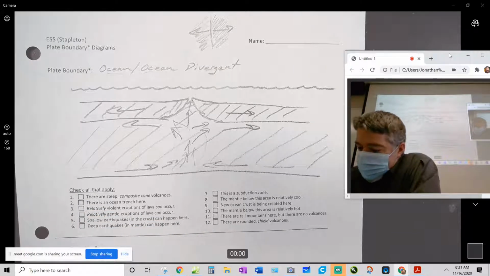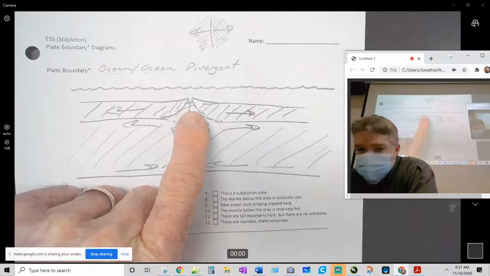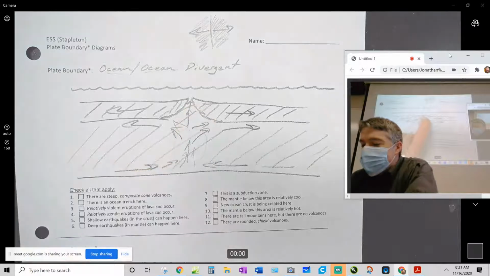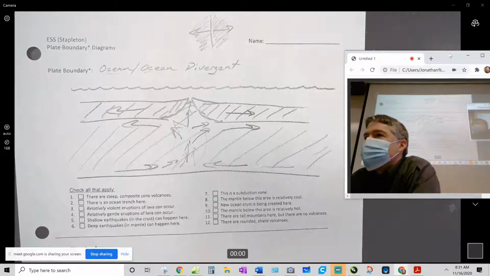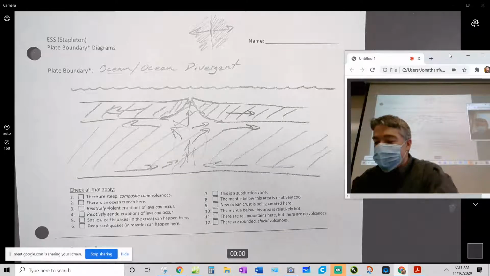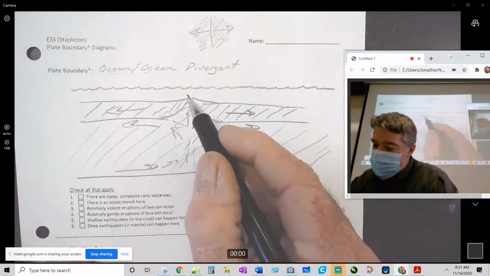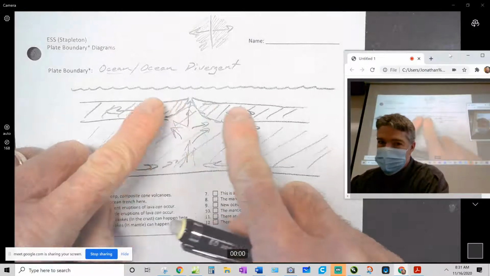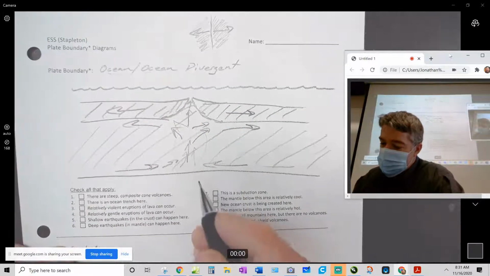Now the next thing, do I draw a big volcano there from all this magma that's moving up, or do I just leave it like it is? The answer is I leave it like it is because this can never really pile up and make a big volcano because these plates keep splitting apart.